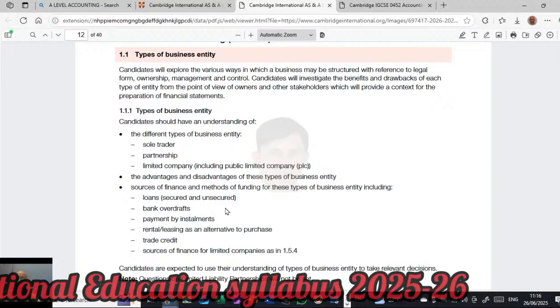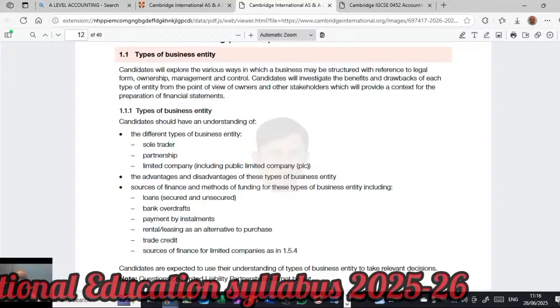So again, advantages and disadvantages of these types of business entity, sources of finance and methods of financing business, including loans, secured and unsecured bank overdraft. So there may be questions based on this. Candidates are expected to use their understanding of types of business entity to take relevant decisions. Okay, so questions on limited liability partnerships will not be given.